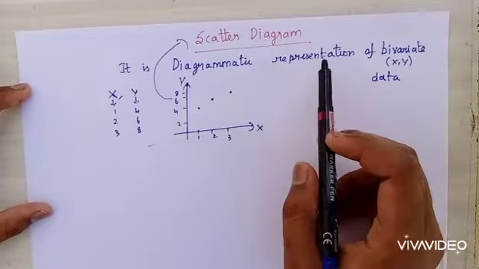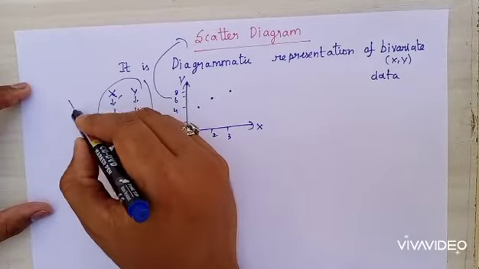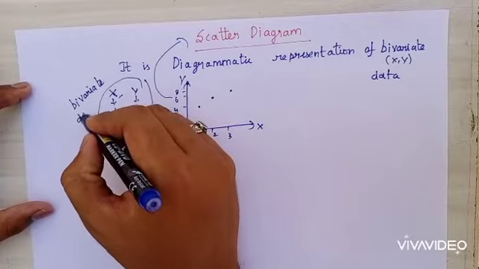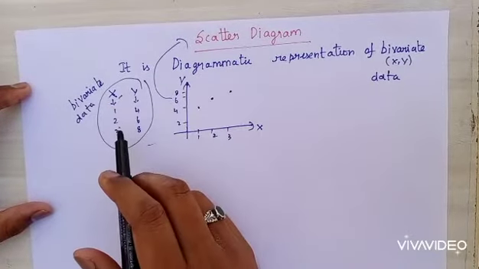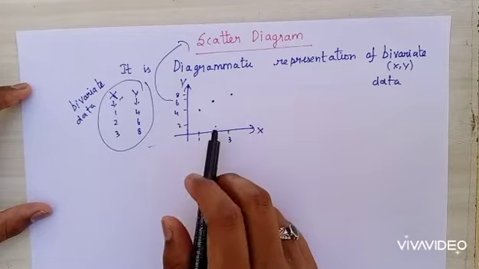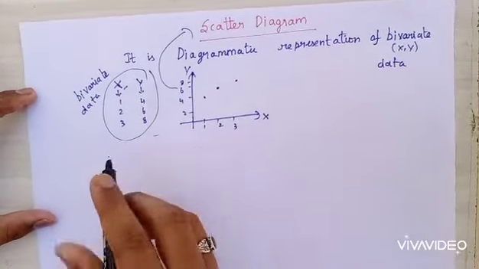Because this diagram represents the bivariate data, this data is called bivariate data. I am representing this data in a graph, so this is called a scatter diagram.